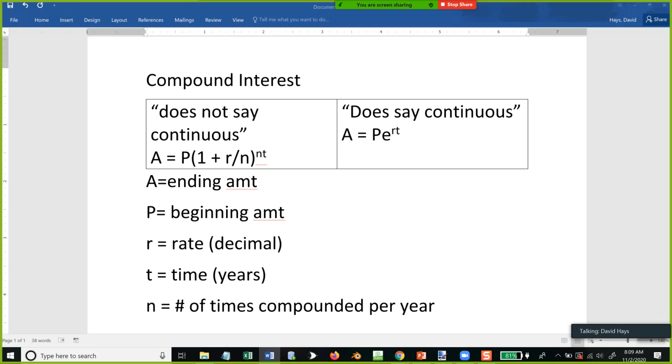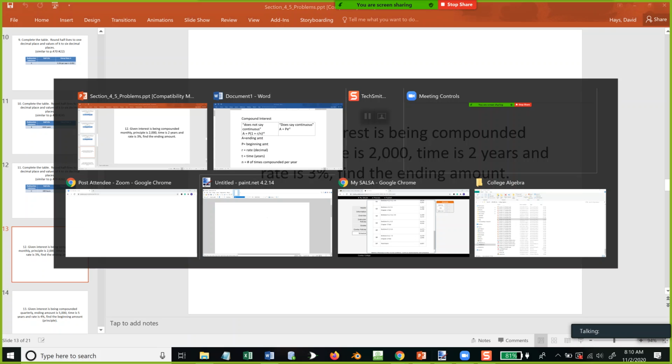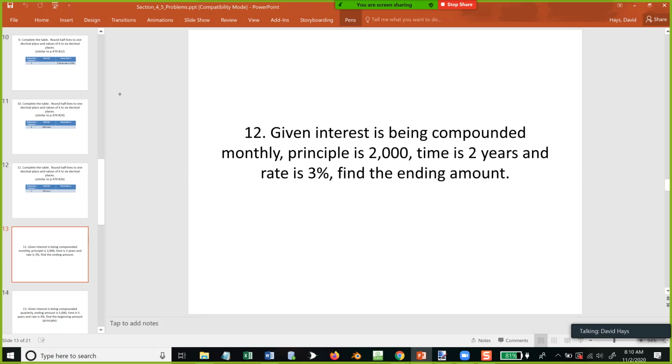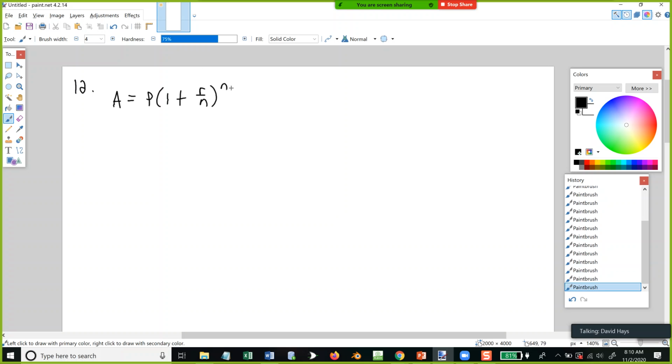Now these problems revolve around giving you some of the information, and you have to solve for the missing variable. So let's take a look at number 12. Given interest being compounded monthly, principal is 2,000, time is 2 years, and rate is 3%, find the ending amount. As I'm sitting here reading this, nowhere does it say continuous. Since it doesn't say continuous, and we're talking about compound interest, then we're going to use A is equal to P times (1 plus R over N) to the NT power.